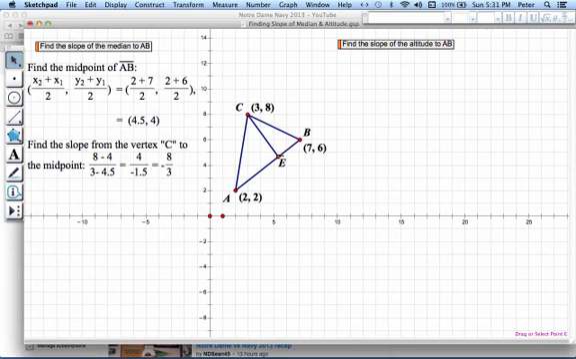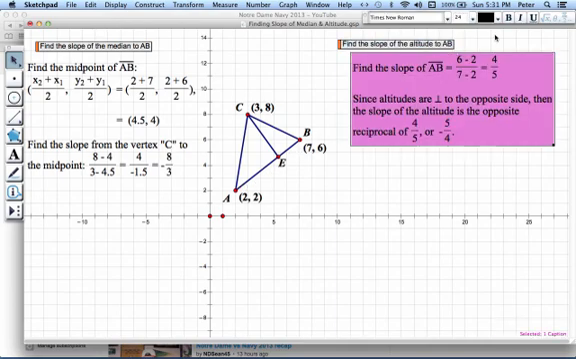Well, now it's not so important for us to find the coordinates of E, because I know that since CE, the altitude, is perpendicular to AB, the slopes are going to be opposite reciprocals. So I'll first find the slope to AB, and that's just used y2 minus y1 divided by x2 minus x1, and that equals 4/5. Now, since the slopes of perpendicular lines are opposite reciprocals, I simply take the negative reciprocal of 4/5, which is -5/4.